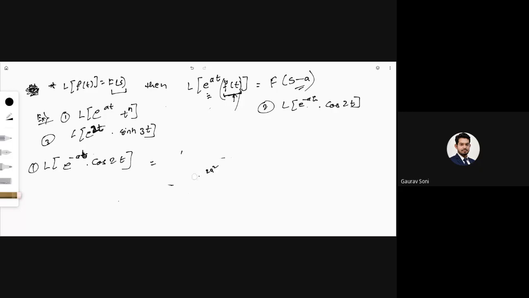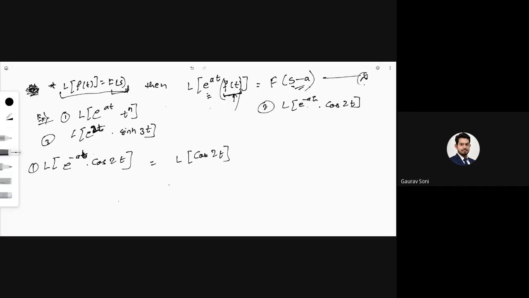Look, what I'm saying is I'm repeating the same thing once again. Now, keep the e to the power at part separate. Take the Laplace of the remaining part, which is cos of 2t. What this property says is, once the Laplace of the remaining part comes, if there is e to the power at, then replace s by s minus a. In e to the power at into f of t, you are replacing s by s minus a.